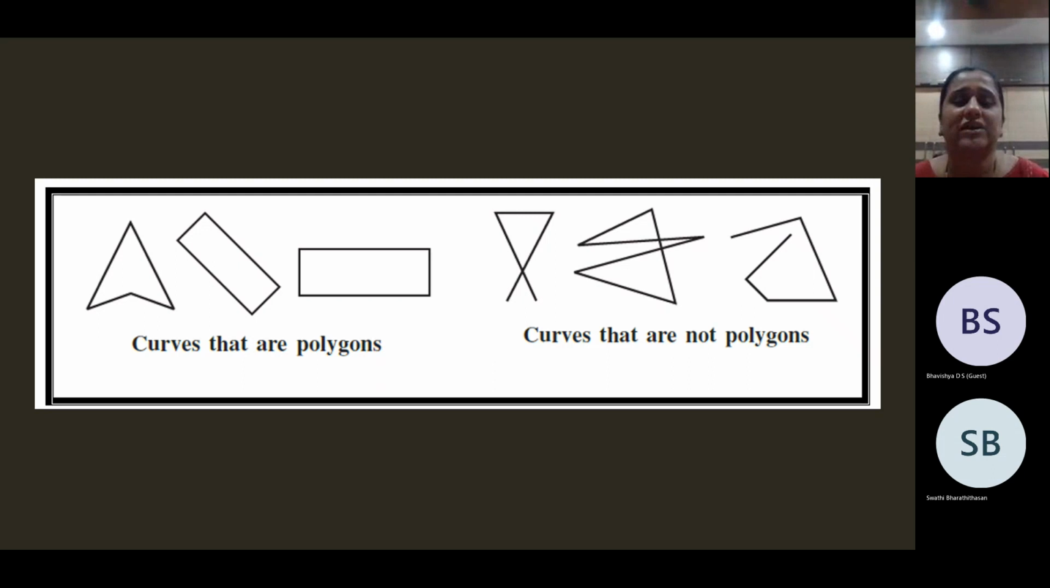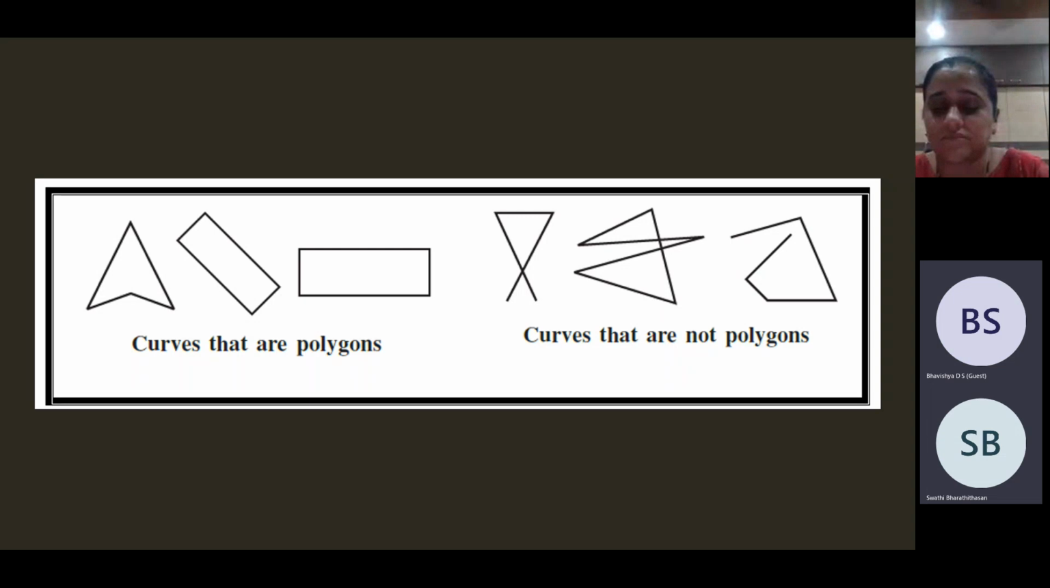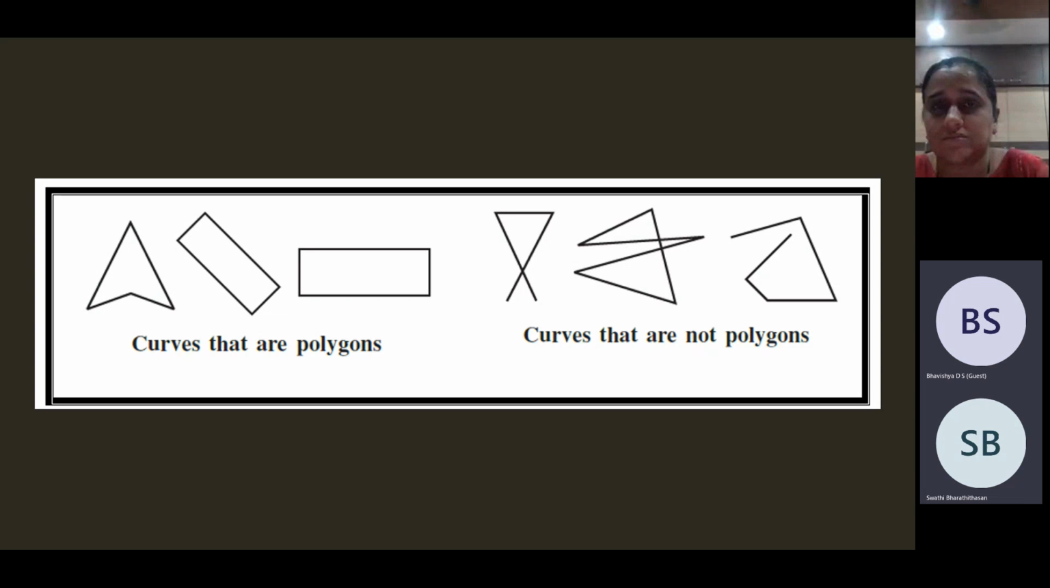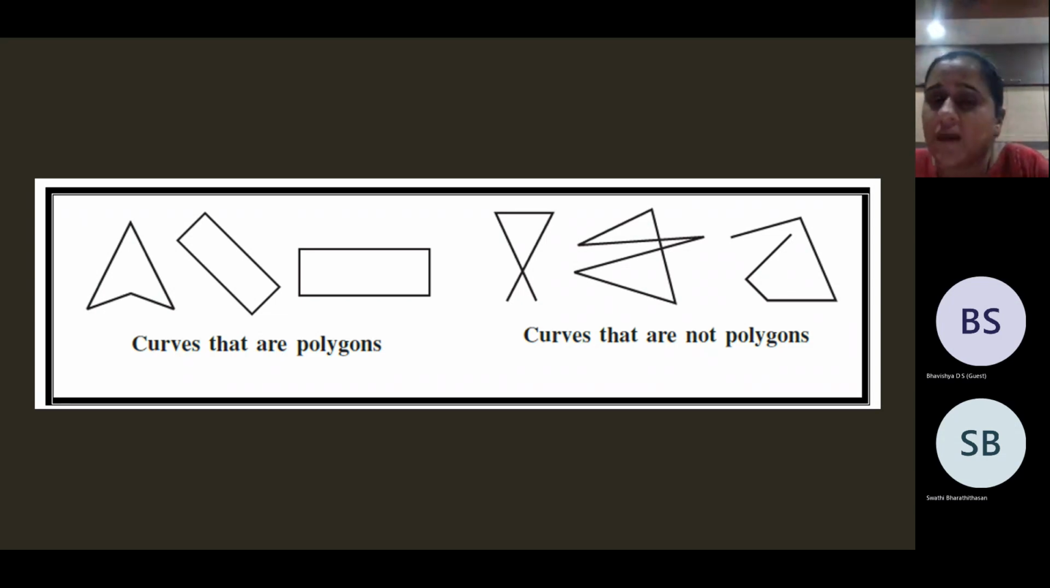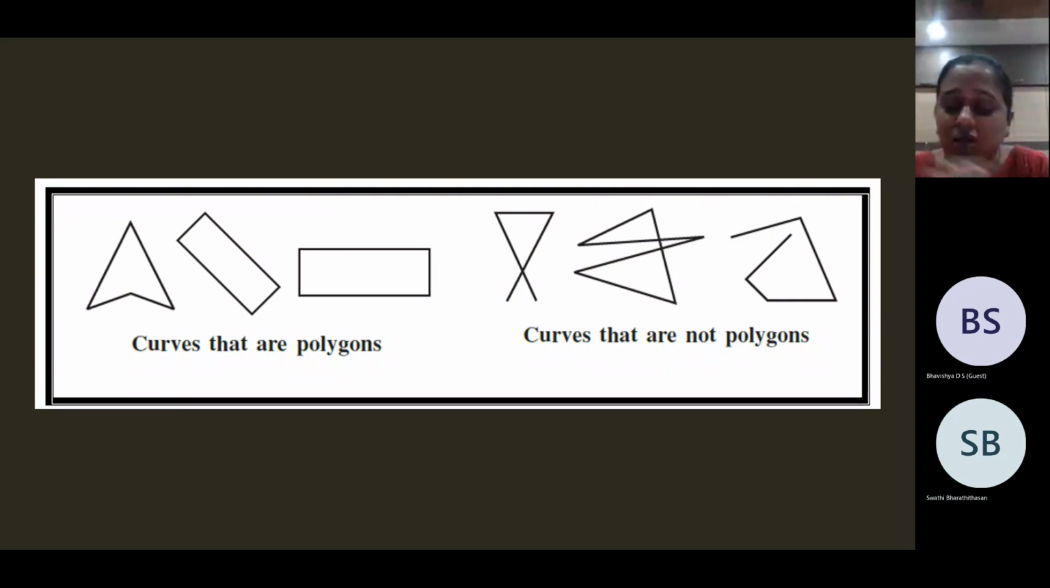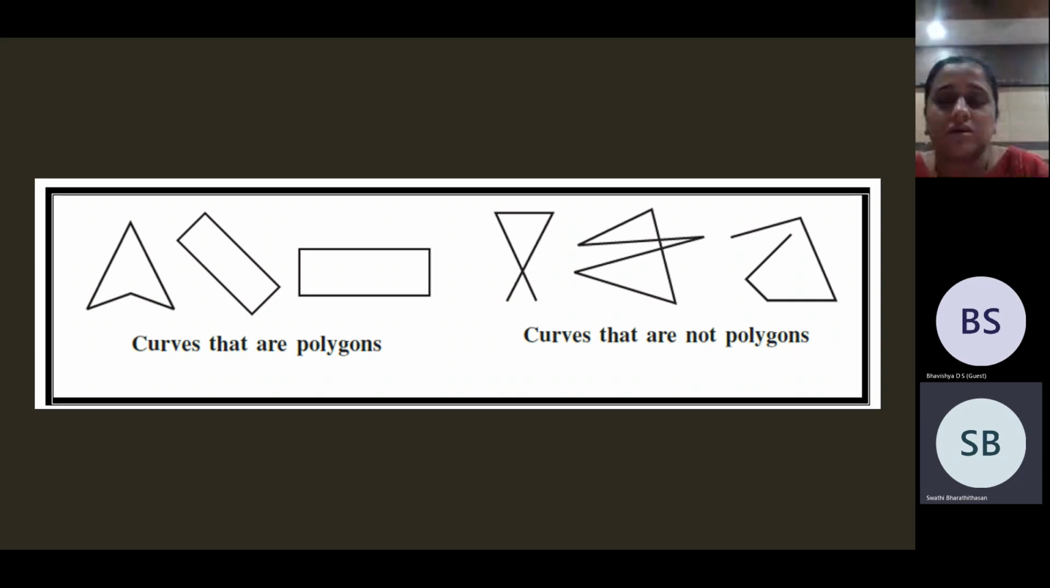So what is an 8-sided polygon called? Octagon, ma'am. 9-sided polygon? Nonagon, ma'am. 5 sides? Pentagon, ma'am. 7 sides? Heptagon, ma'am. Heptagon, or it's also called a septagon. Heptagon or septagon. All right, fine.